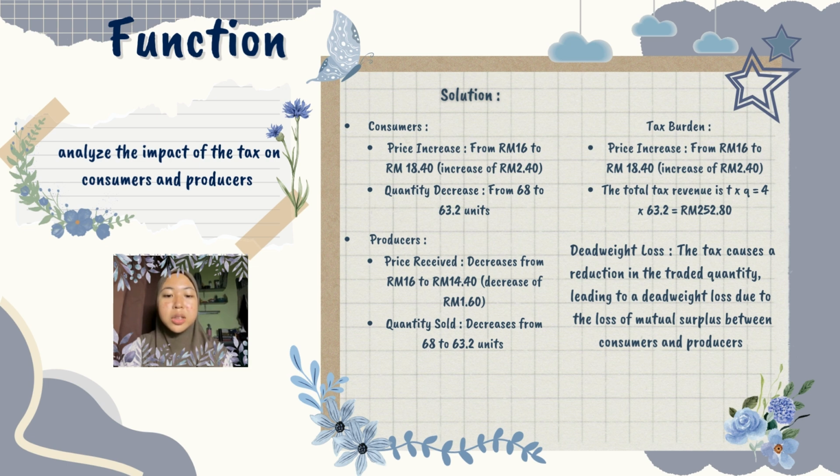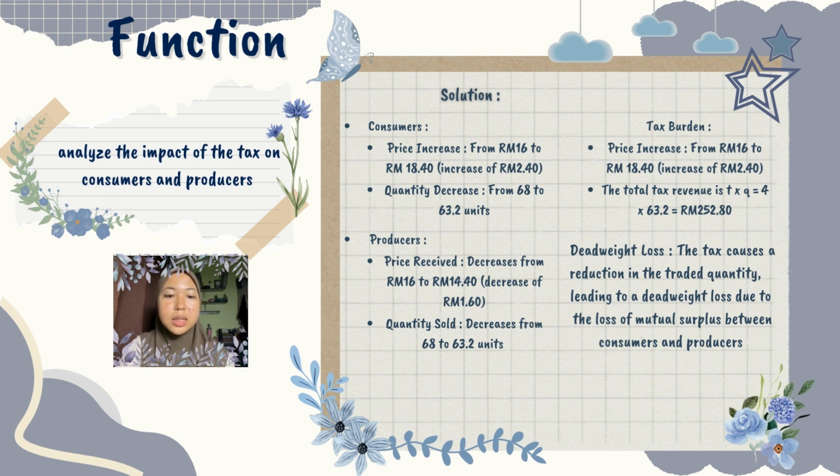For the tax burden, the total tax revenue generated from this tax can be calculated since the tax per unit is RM4 and the quantity traded is now 63.2 units. The total tax revenue is 4 times 63.2, which equals RM252.18.